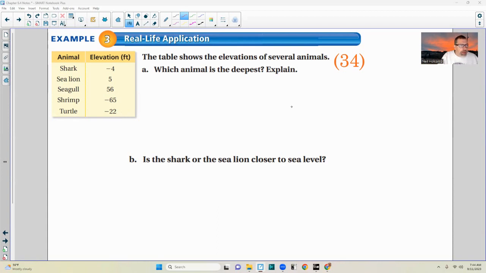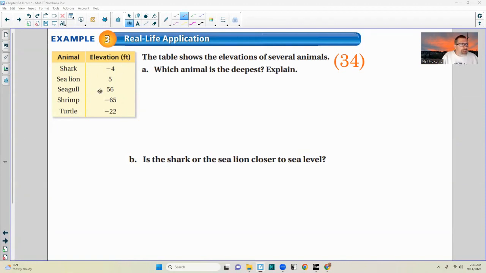Okay. So they don't show the picture of all this, but just picture in a diagram that all of these things are in certain locations. So a sea lion is up 5 feet away from the water, up on a rock or something, and the seagull's flying in the air, and the shrimp is on the bottom of the ocean, and the turtle's swimming 22 feet underwater, and the shark is cruising at just 4 feet below the surface.